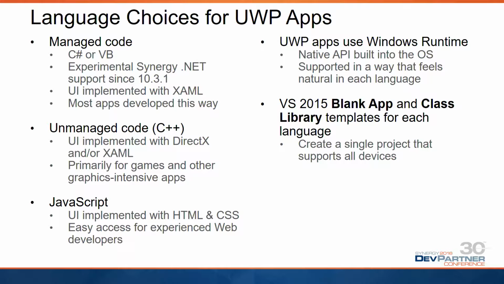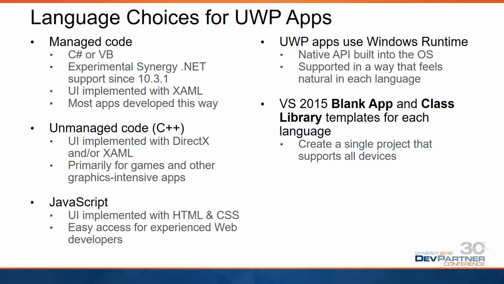You can write UWP apps with unmanaged code with C++, for example. Normally in that world, you would implement the UI possibly with DirectX, or possibly with XAML still, but the time people tend to write in C++ and DirectX is for high-performance gaming environments, and applications that require highly graphical custom UIs, not form and field and control-based type UIs.